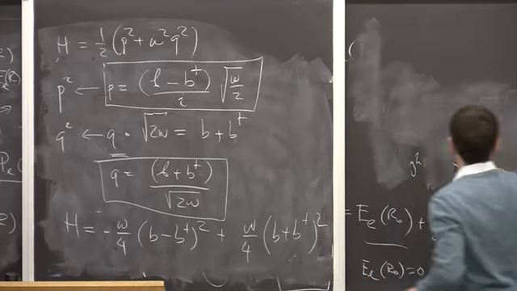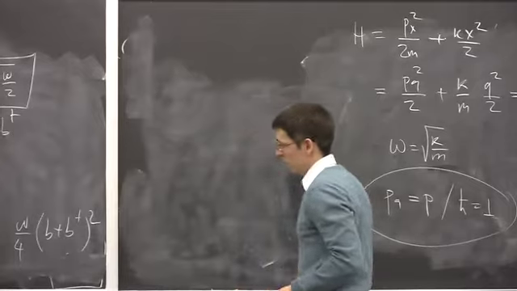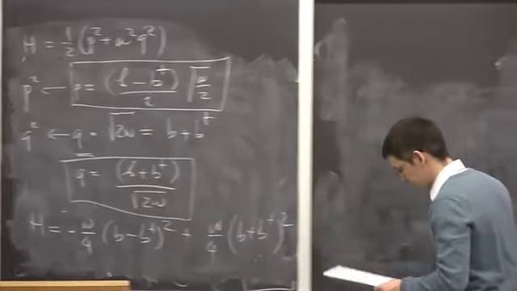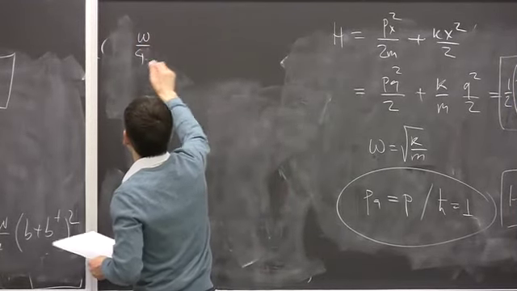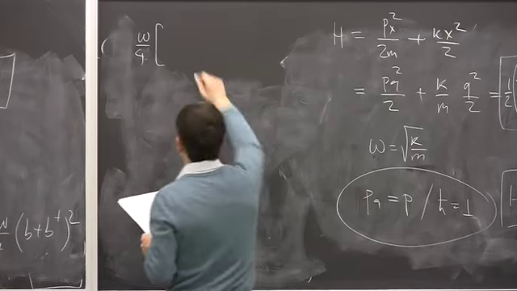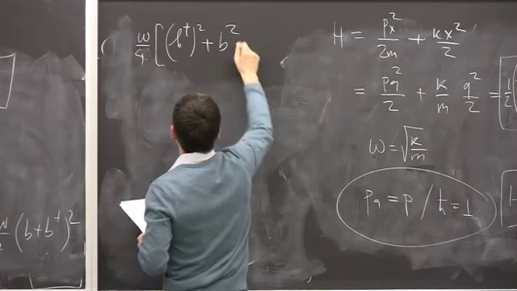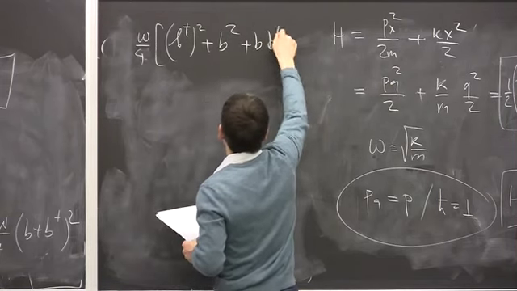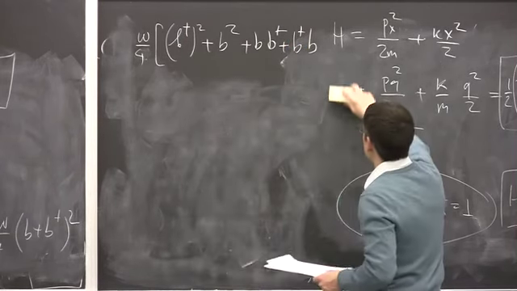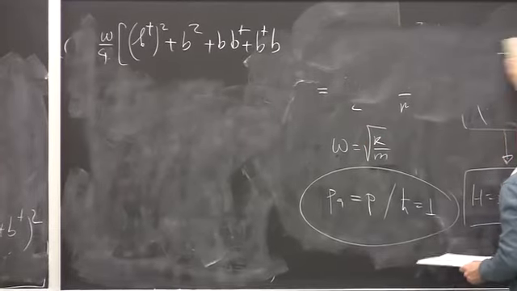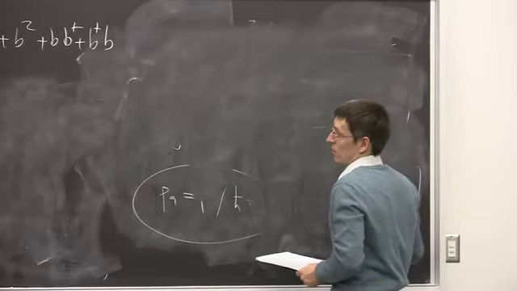And now it seems like this is complicated, but in reality, if you just do the square, then what we'll obtain is omega divided by 4 times b dagger squared plus b squared plus b dagger b plus b b dagger. And here, since we're working with operators, you need to remember that they don't commute, so b times b dagger is not equal to b dagger b.